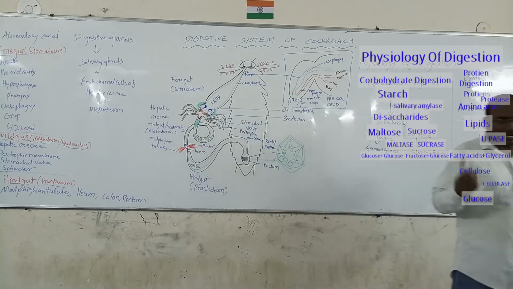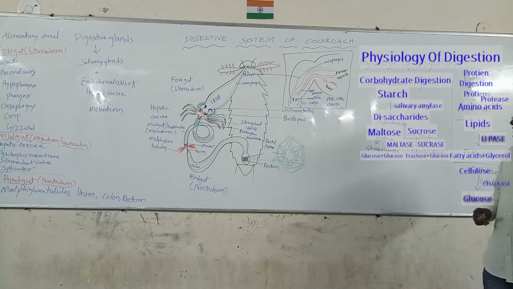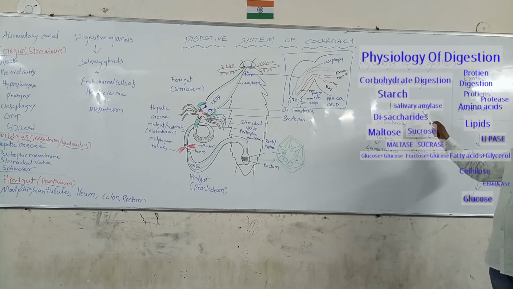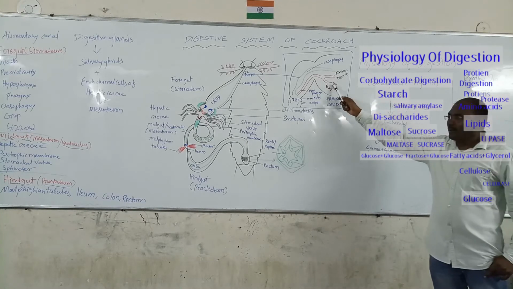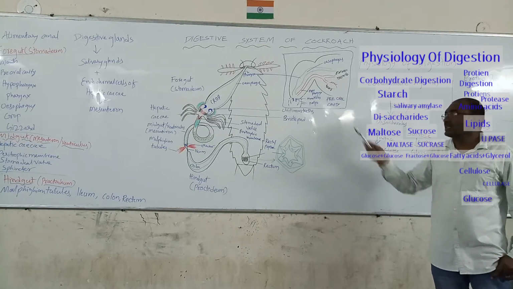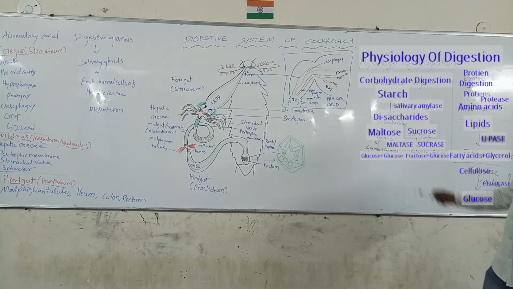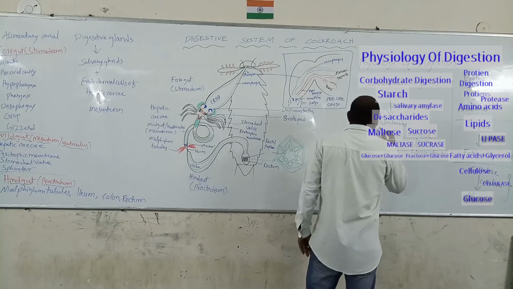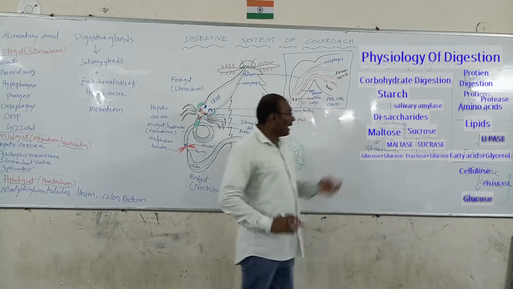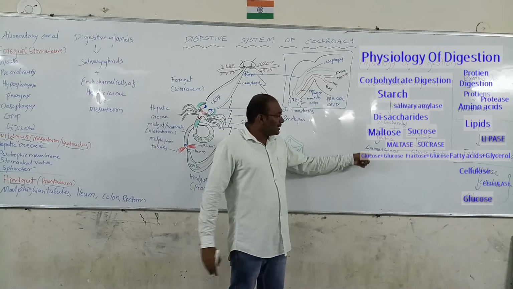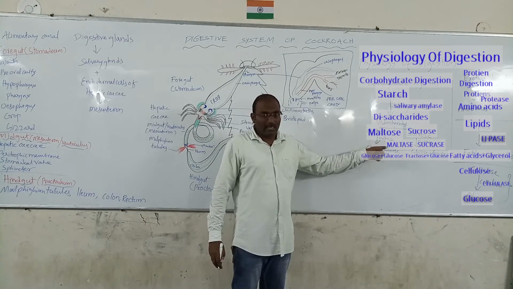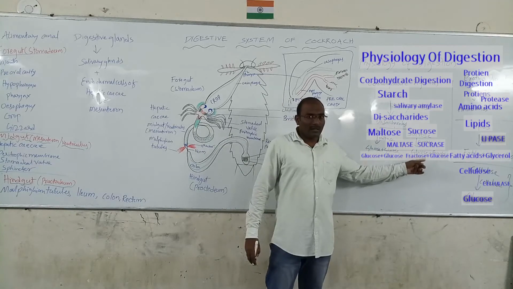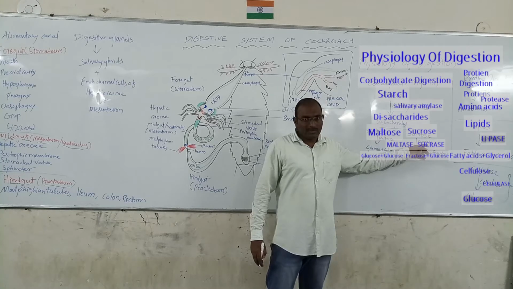What are the food molecules? Carbohydrates, proteins, and fats. Carbohydrate digestion. Carbohydrates mean starches. Starches are converted into disaccharides with salivary amylase, which is secreted by salivary glands. Amylase, chitinase, and peptidase are also secreted by these salivary glands. Later, this disaccharide is converted into maltose and sucrose. Maltose is converted into two molecules of glucose with an enzyme called maltase. Sucrose is converted into glucose and fructose with the enzyme sucrase.